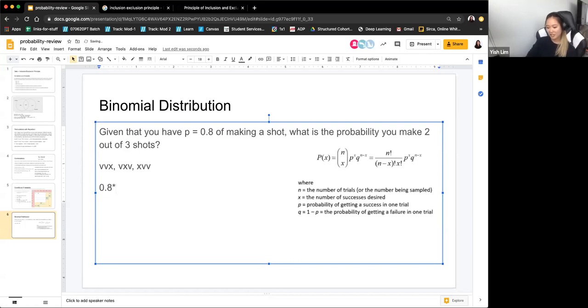Probability of making another shot is 0.8 as well. And then probability of not making one shot, because you missed one of them, 1 out of 3, is 0.2. And then because there are 3 ways to do this, we take the whole thing and multiply it by 3. So that's kind of how this equation comes about.